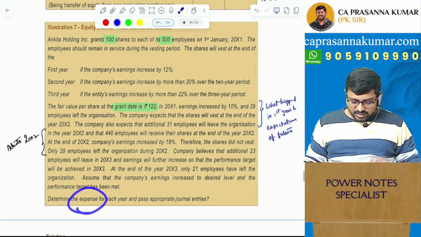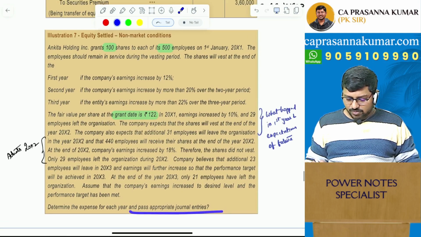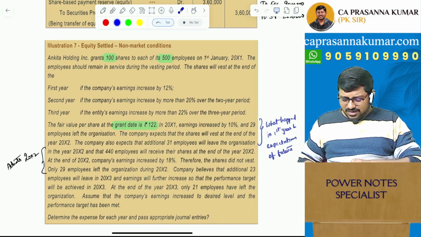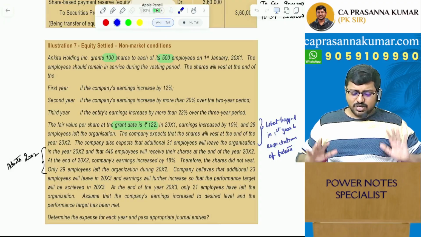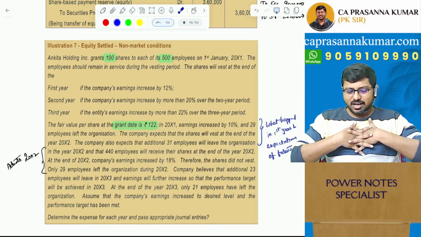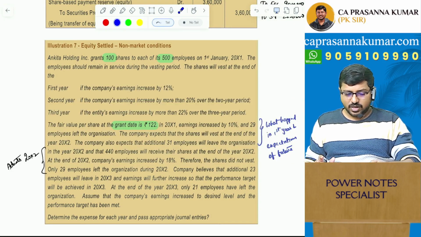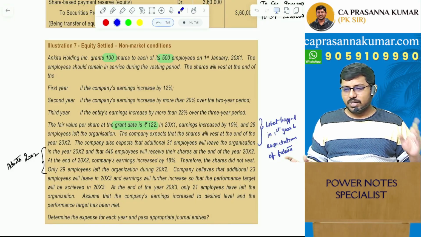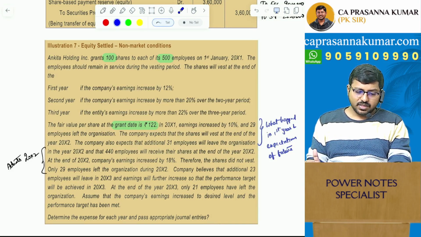Determine the expense, that is option expense for each year, and pass appropriate journal entries. Good question, but nothing new. It is pretty much similar to the first 6 questions we have done. Kind of a similar model. That's it. Nothing new. You read the question. I'll give you a minute. After that, we'll start solving. Read the question.